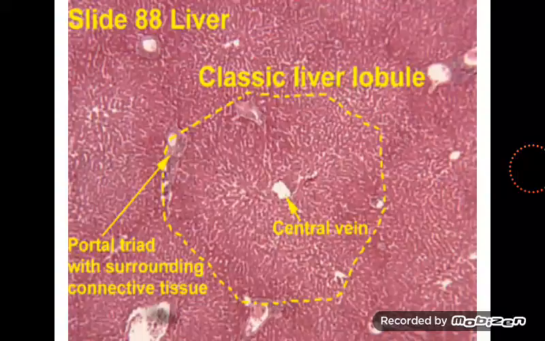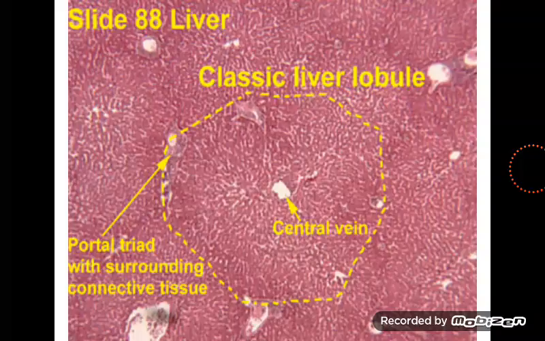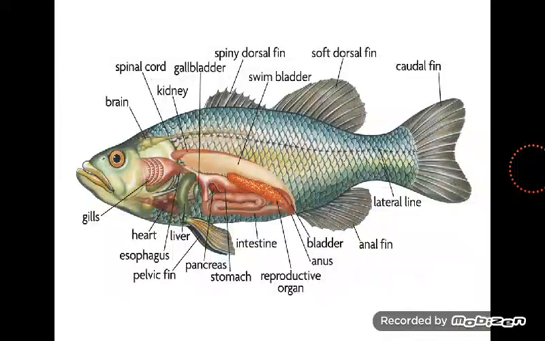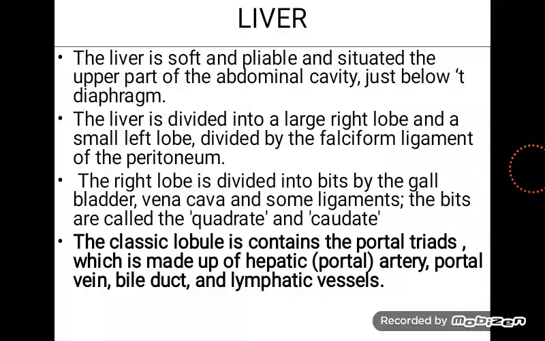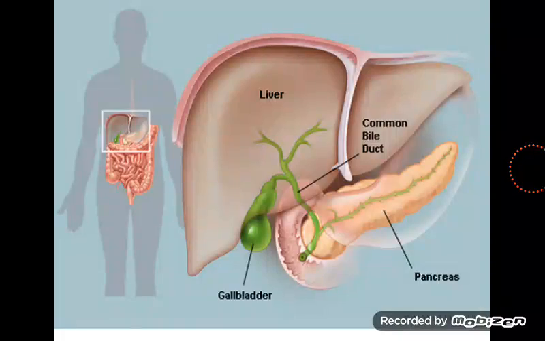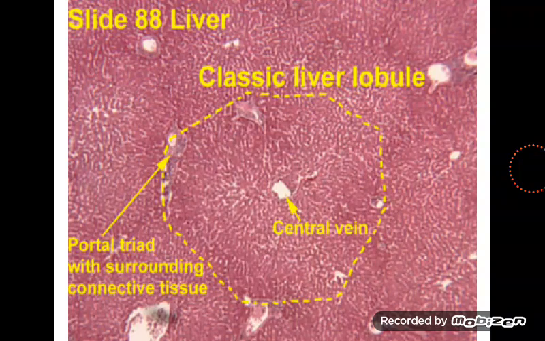All right, now this is just a slide showing the portal triad I told you about. That structure I told you is made up of four things. Okay, yes: the hepatic portal artery, portal vein, bile duct, and the lymphatic vessels. So those are the things we have inside the portal triad. Please take note of this. This is not the main slide. I just want to show you that.